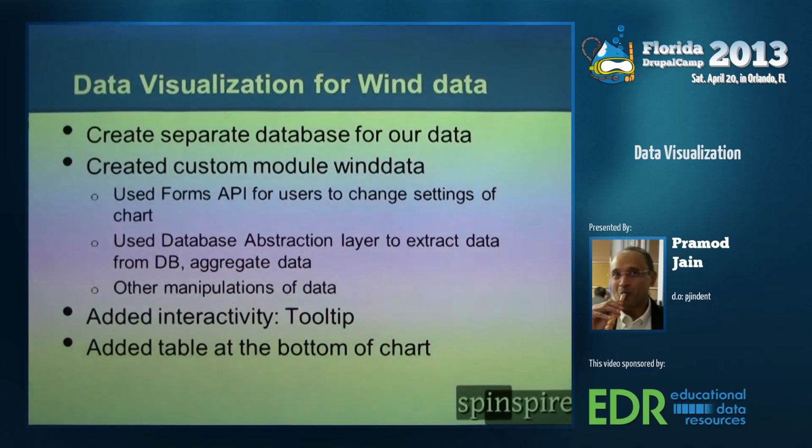And then we created a custom module called Win Data. We use the Forms API to do a lot of selection options and so on, and a data abstraction layer to get the data out of the database. And then we've added tooltips. So as you hover over the chart, it tells you what you're looking at, gives you the numbers, and I'll show that to you. And then we added a table at the bottom of the chart. So this is kind of what we've done with the API.